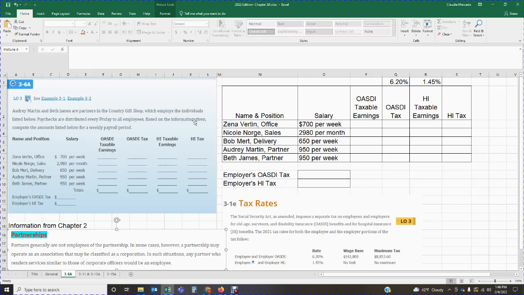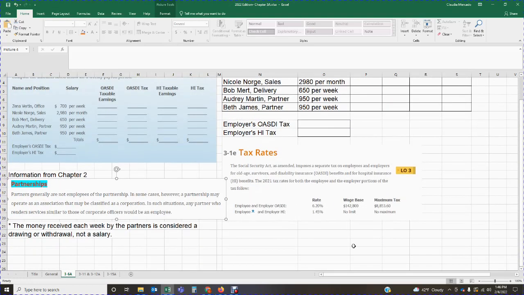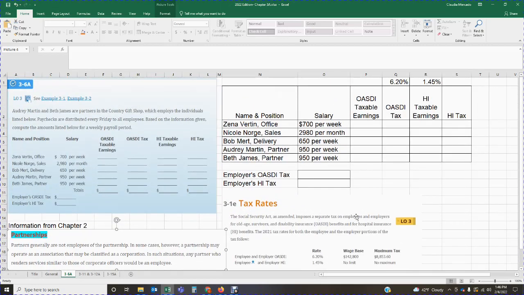So what I did is I basically copied the information from the problem over to an Excel spreadsheet. That way it's just easier for me to fill in the blanks. It's also very important to know that when we are dealing with old age survivors and disability insurance and the HI tax, there are caps, depending on the type of tax that we are paying.